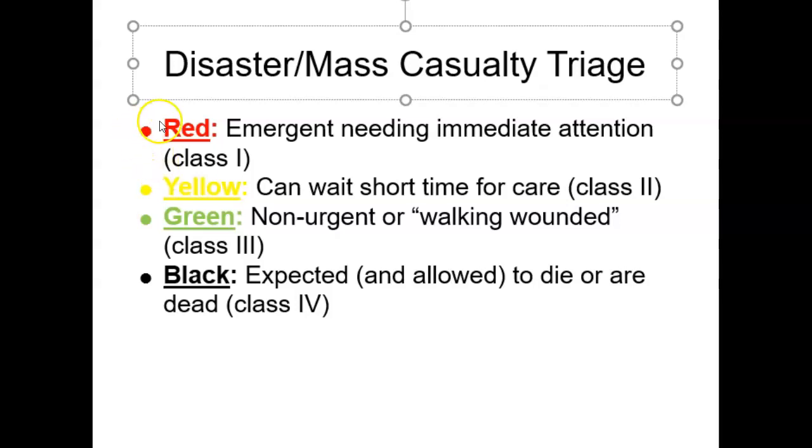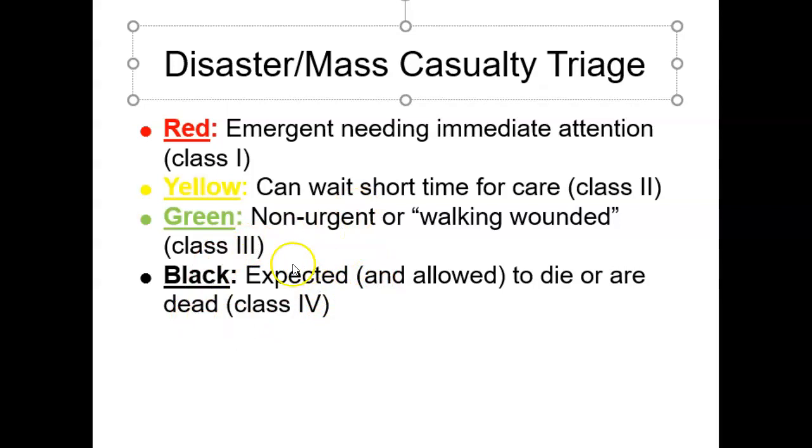First classification here is red or emergent, and these are patients who need immediate attention. Next, yellow, the patient can wait a short period of time before care. Green is non-urgent, also known as the walking wounded, so the injuries aren't too severe. And then finally, black, patients who are tagged black are expected and allowed to die or are already deceased. So the four classifications for a mass casualty event: red, yellow, green, and black.